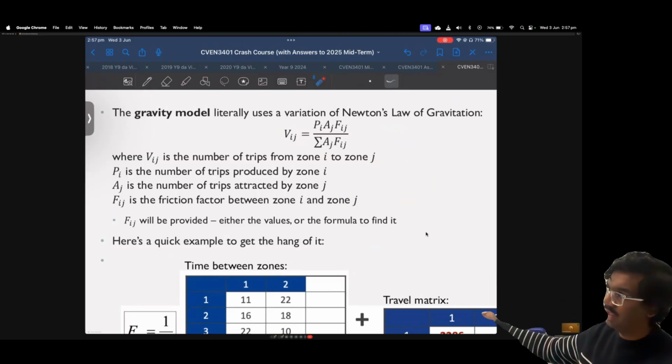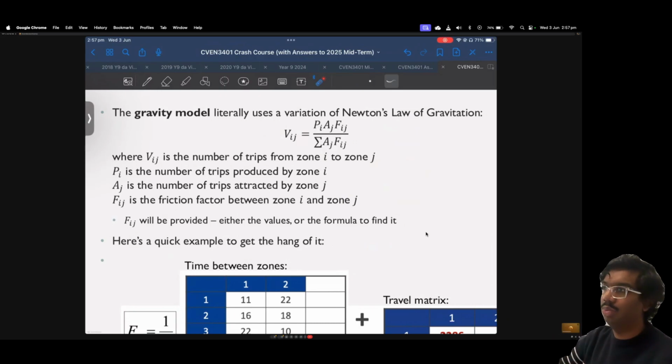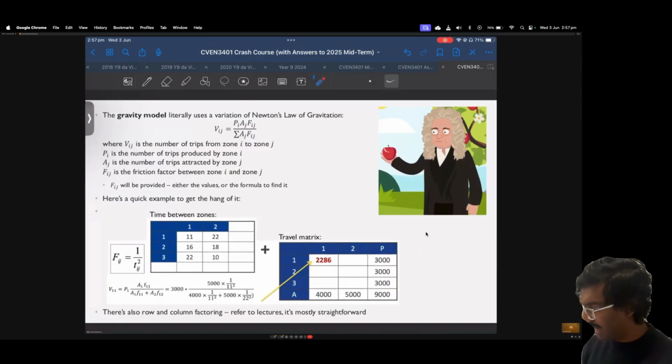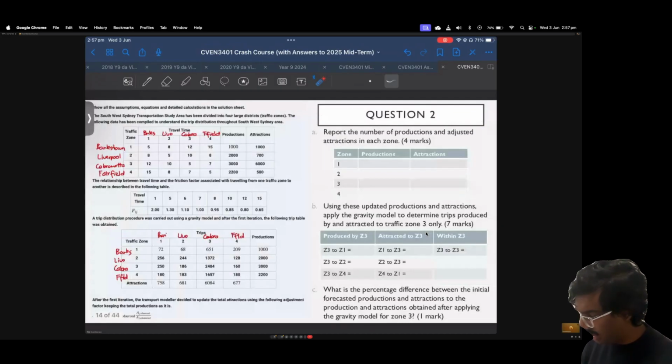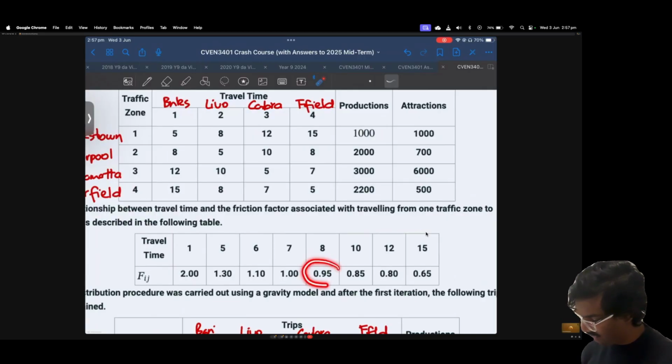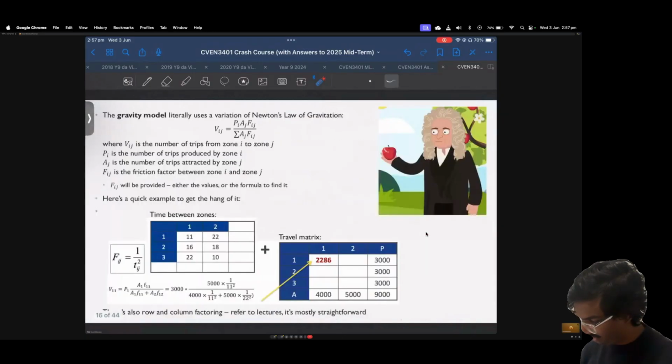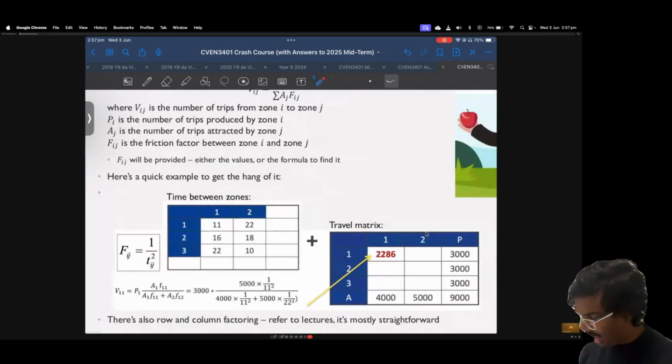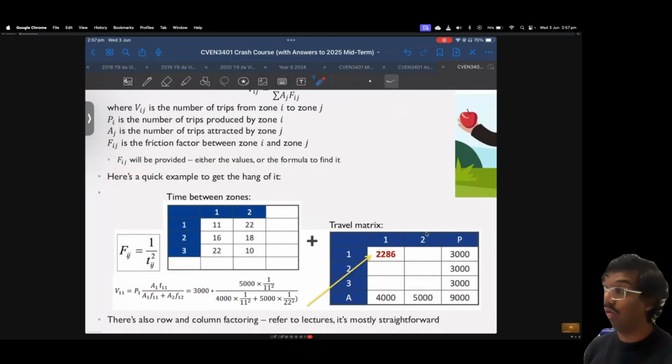Because basically the longer it takes, obviously the less likely people are going to want to go there, okay? So in the case of Bankstown to Liverpool, remember the friction factor, so Bankstown to Liverpool supposedly takes 8 minutes, okay? So if it's 8, that means the friction factor is 0.95, all right? Yeah, so friction factor will either be provided or they'll give you a formula. So they could give you the values or they might just give you a formula to find it yourself.